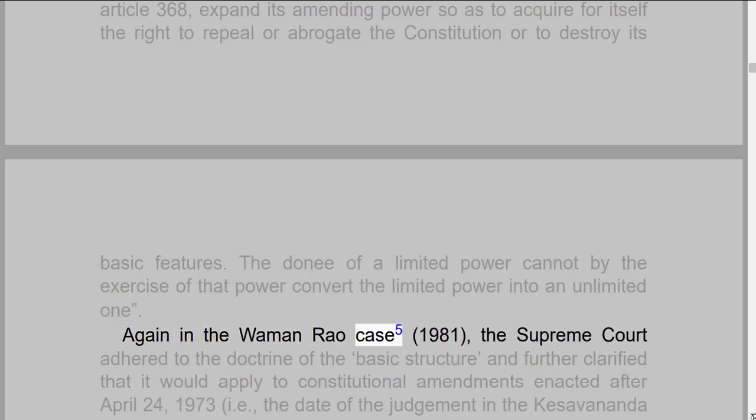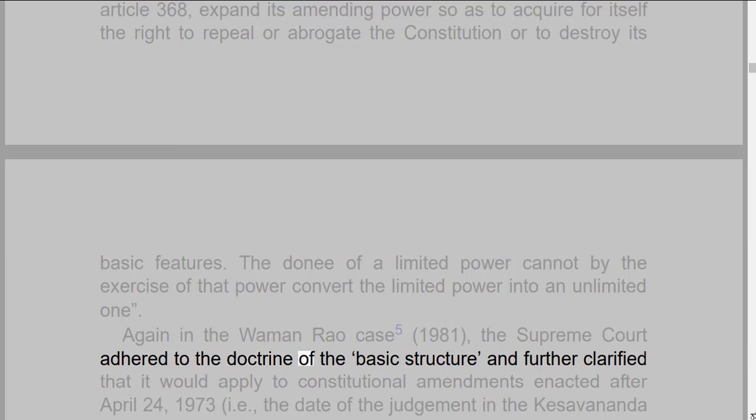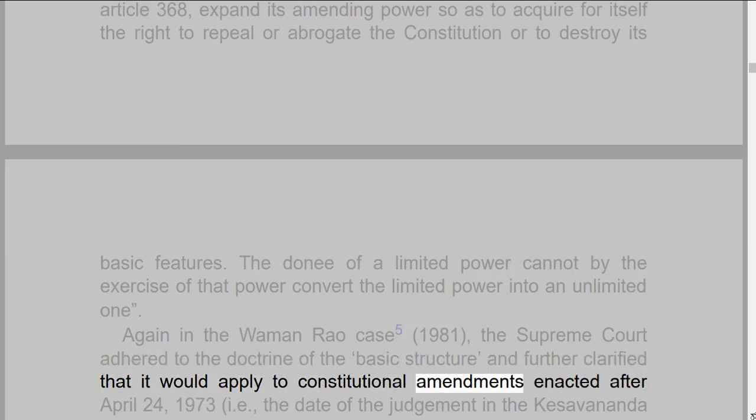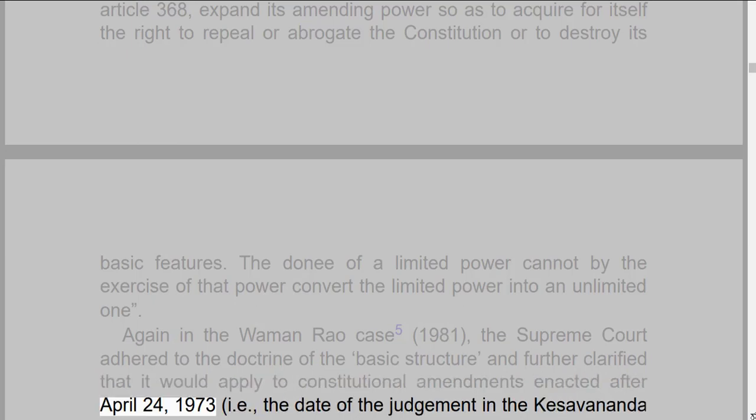Again in the Waman Rao Case, 1981, the Supreme Court adhered to the doctrine of the basic structure and further clarified that it would apply to constitutional amendments enacted after 24 April 1973, i.e., the date of the judgment in the Kesavananda Bharati case.